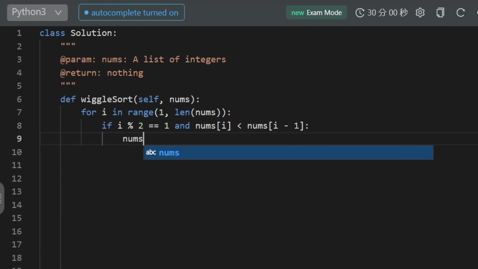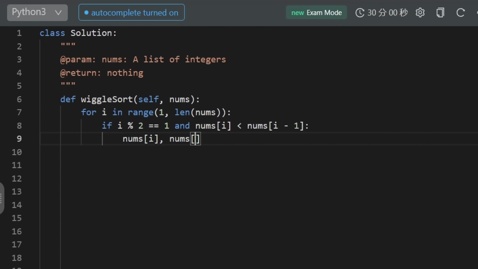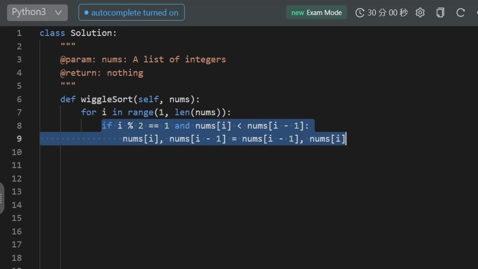In Python, it's pretty easy to do that. We're going to swap nums of i and nums of i minus 1. Of course, you could use a temporary variable if you can't do this swap as easily as you can in Python. So let's do it like this. We're literally just swapping the two values. We can do it in one line. So that's one case where we have to swap the values.